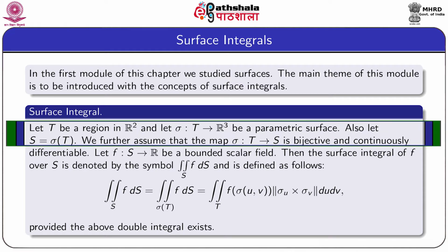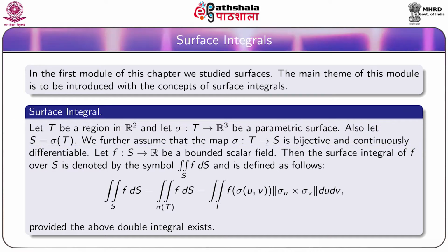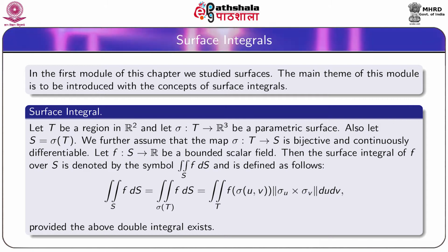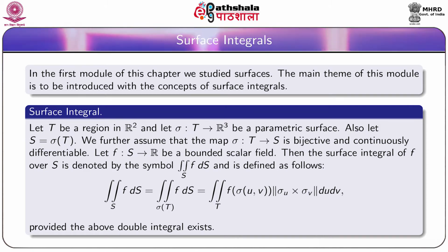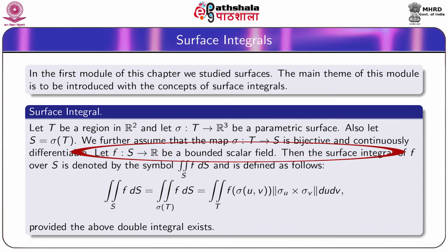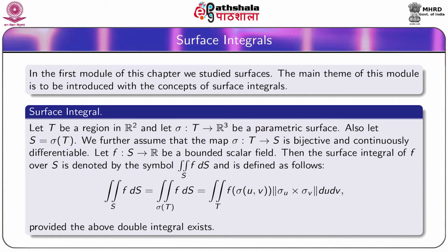Let T be a region in R2 and let sigma from T to R3 be a parametric surface. Also let S equal to sigma T. We further assume that the map sigma from T to S is bijective and continuously differentiable. Let F be a bounded scalar field defined on the set S. Then the surface integral of F over S is denoted by double integral F dS and is defined as follows.